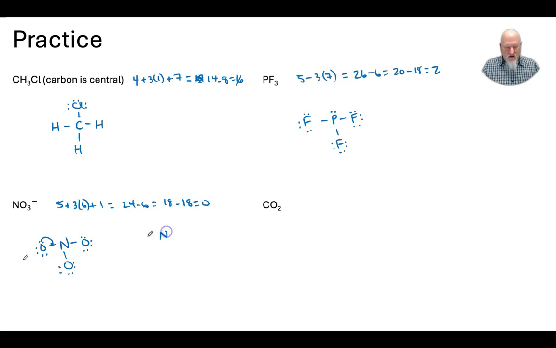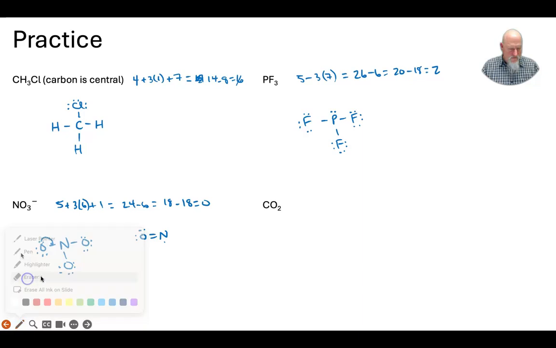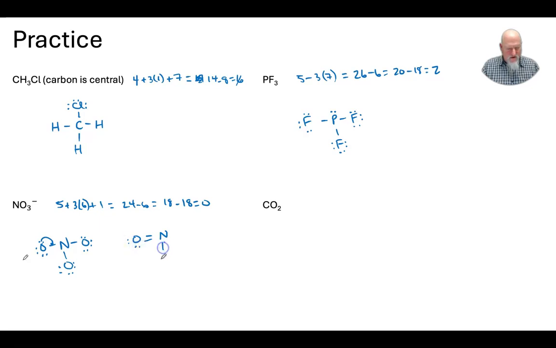So when I do that, I'm going to put the double bond, let's do that right. So, I'm just going to do this right. So, the double bond to the oxygen, and then the lone pairs, there's two lone pairs left, and then each of the other oxygens still has the 3 lone pairs.